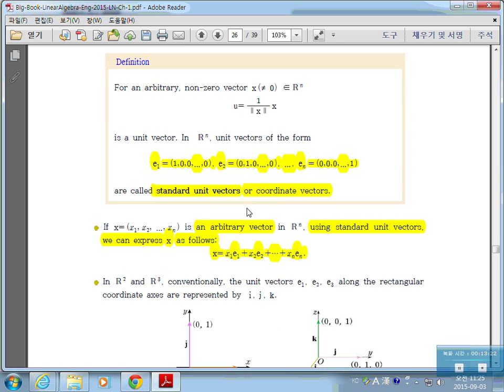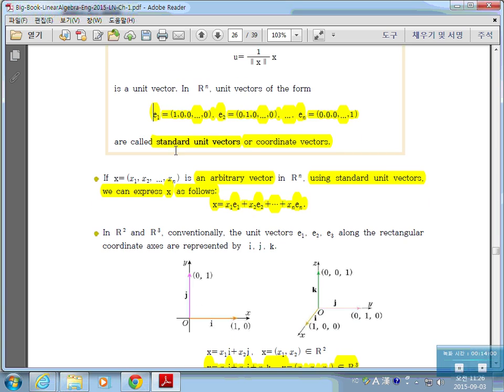And among the unit vectors, if we define E1 as 1, 0, 0, ..., 0, and E2 as 0, 1, 0, ..., 0, En as 0, 0, ..., 0, 1, then in Rn, the set of these Ei are called the standard unit vectors or coordinate vectors. These are all unit vectors because the norms are all one. But it is also very useful, so we give a name: standard unit vectors.